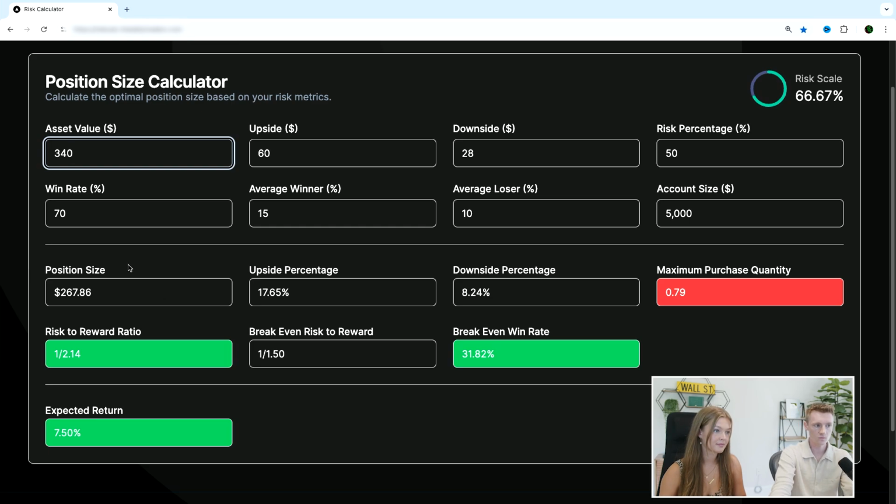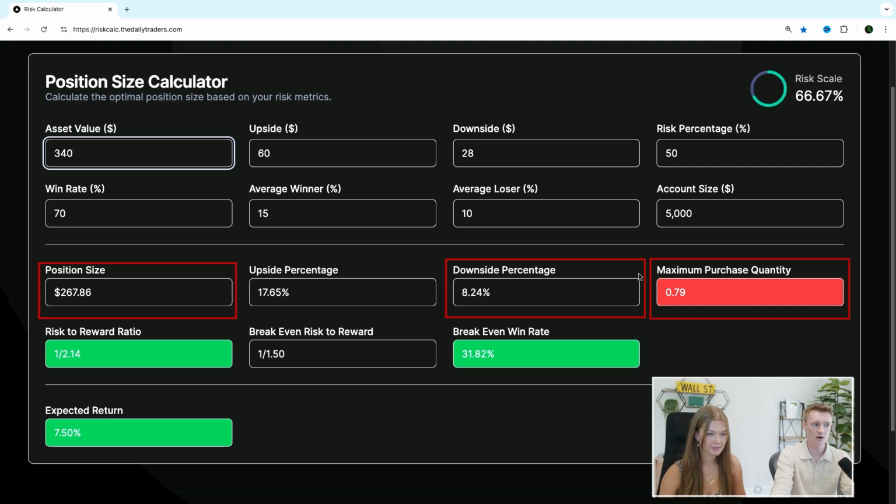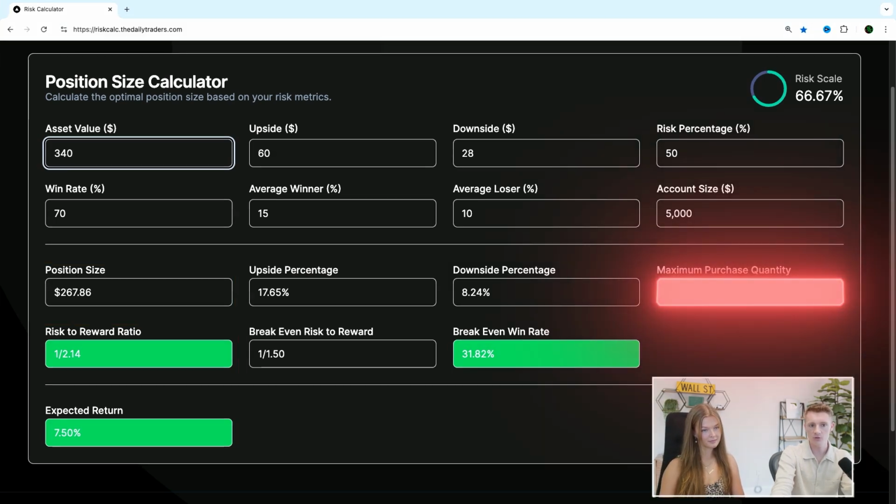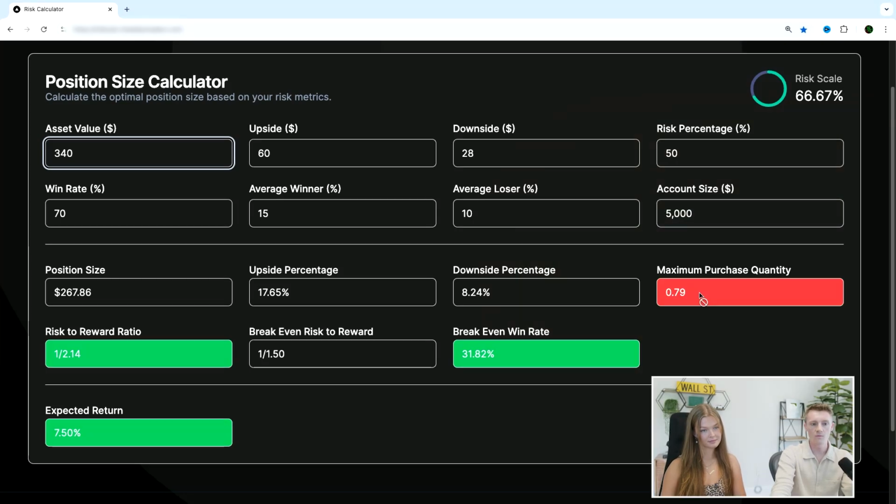So if we look down here, we can see our position size, our downside percentage, our maximum purchase quantity, our risk to reward ratio, our break-even risk to reward ratio, and our break-even win rate. I know that's a lot, but what we want to focus on here is that the maximum purchase quantity is red. Based off of these $340 contracts, we can see that our position size, which is $267, we can't buy one contract. 267 is less than 340. So what the risk management calculator is telling us is we're just going to be exceeding risk.